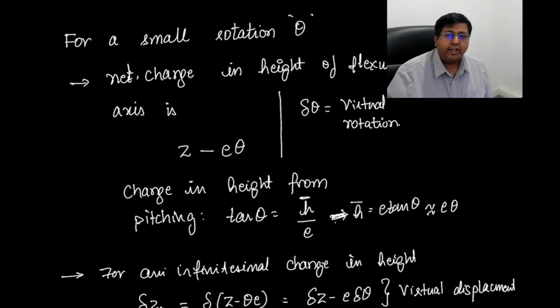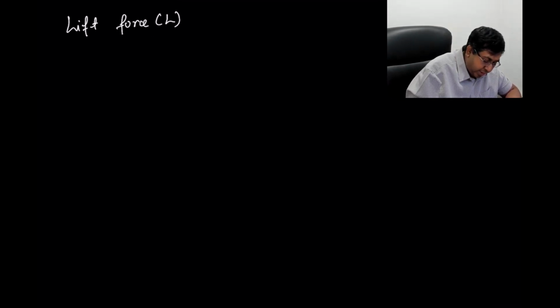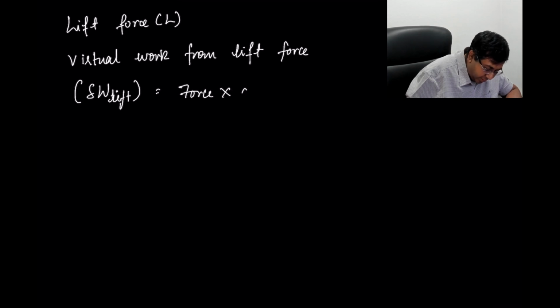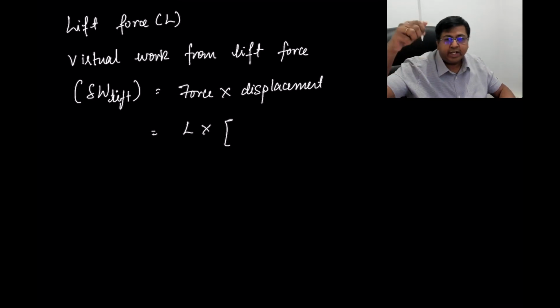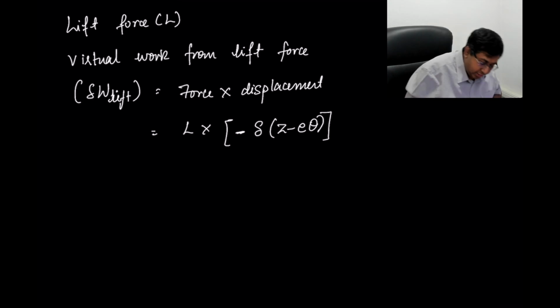Okay, so let's use this idea of a very small displacement and rotation in order to calculate the virtual work done. The first step is we have a lift force of L. This lift force would be doing some virtual work, so let's call this delta W lift. This is nothing but the force into displacement. So that's lift times, and one thing we want to remember is our Z is defined in the downward direction, but our lift is defined in the upward direction. So we add a minus sign here: delta of Z minus E into theta. Let's call this WL.